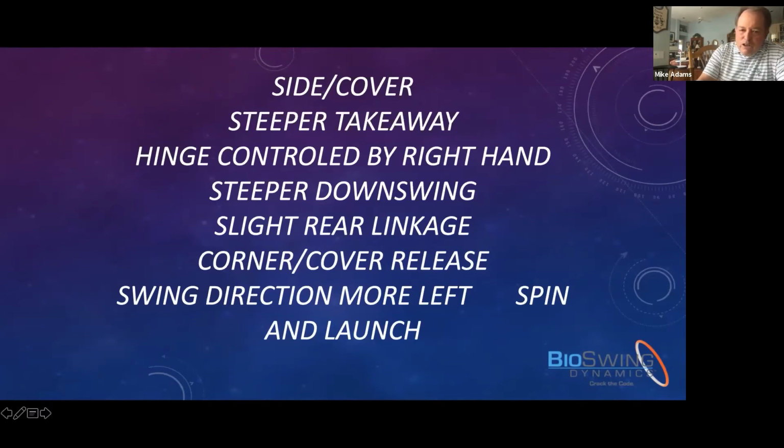Now, side cover is going to give you a steeper takeaway. Hinge is going to be controlled more by the right hand. Steeper downswing, slightly rear linkage, which means the right elbow will be behind the hip. Corner cover release, and the swing direction is more to the left, and they will use more of a combination of vertical force and rotation.